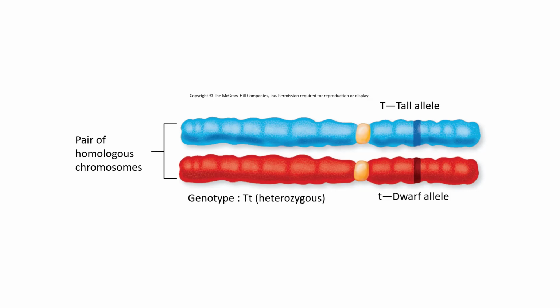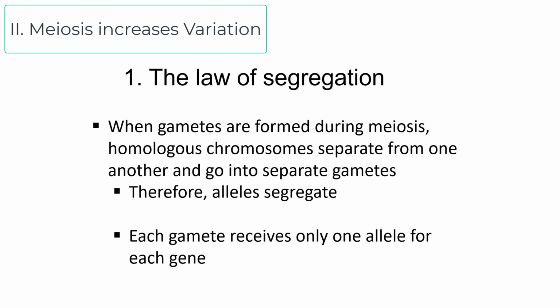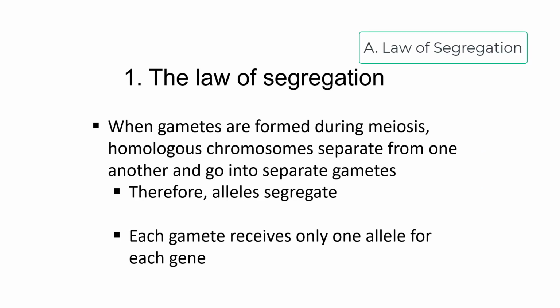These are two different alleles of the same gene, due to different nucleotide sequences that cause different proteins. So let's look back at meiosis and look at some basic laws of genetics as a refresher. First off, the law of segregation.